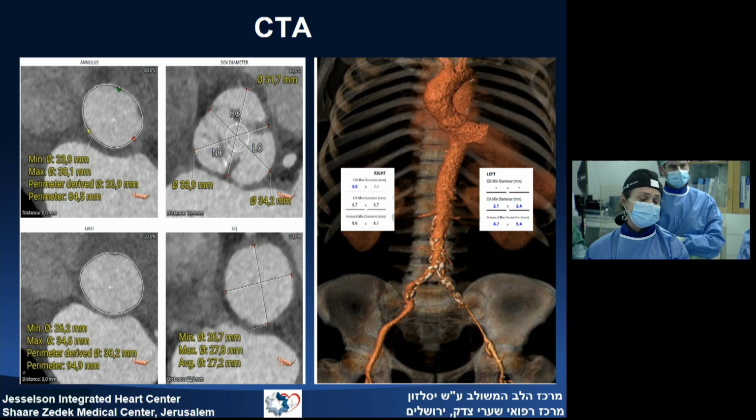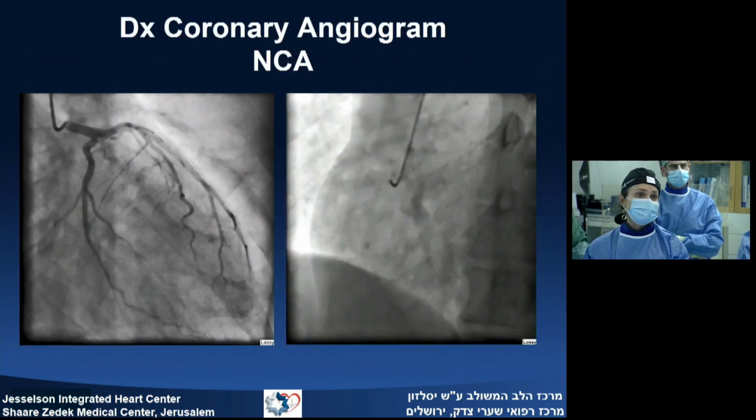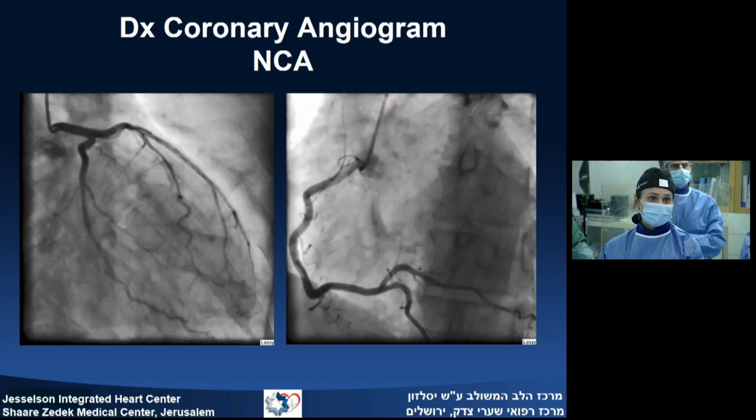He has severe peripheral vascular disease with total occlusion of left iliac artery and the calcified plaque on his right side. Next, please. Non-obstructive coronary artery disease, as you can see from his coronary angiogram.